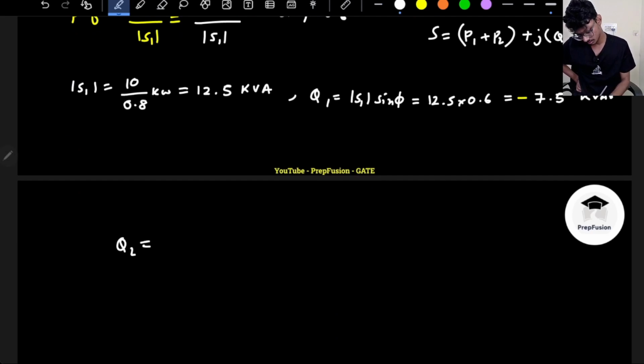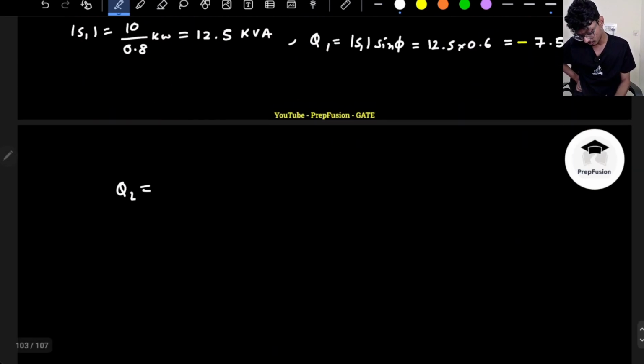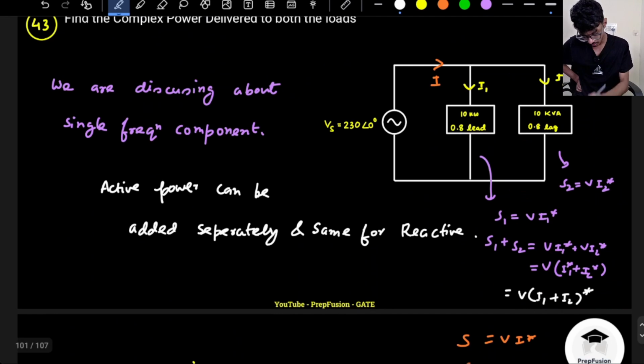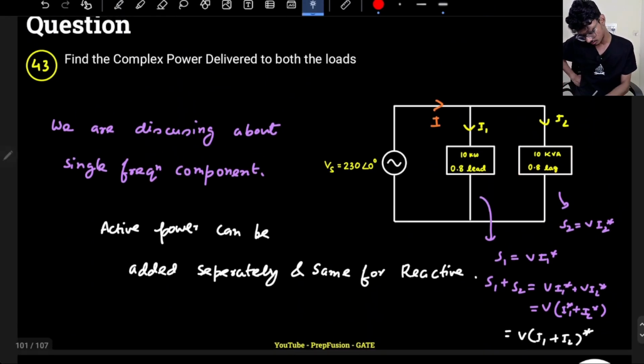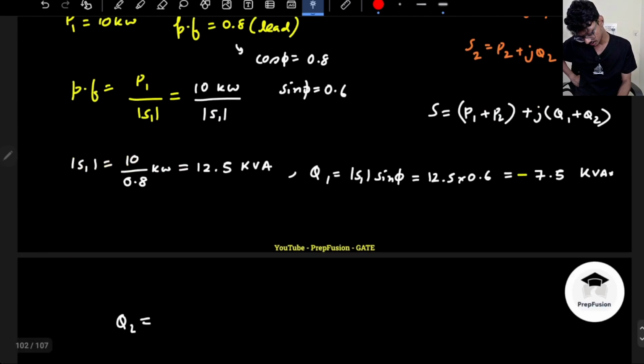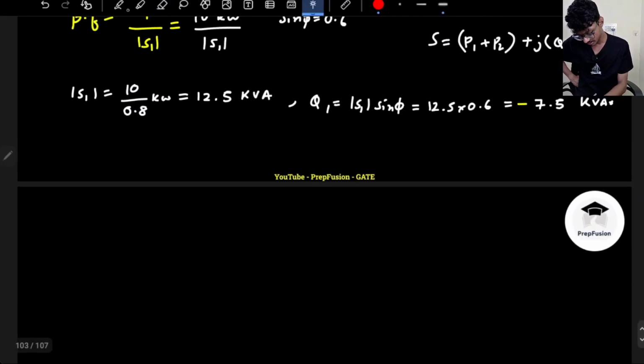Q2 will be what? P1 I have found out. Now let's discuss Q2 and P2. So find out the complex power delivered to both the loads. So first one, what is the complex power to the first load?